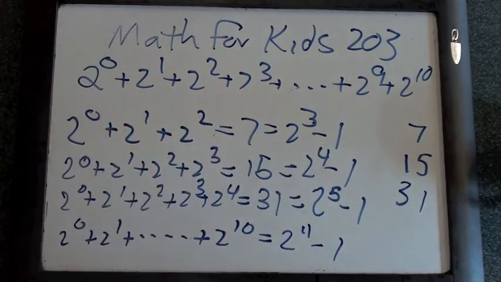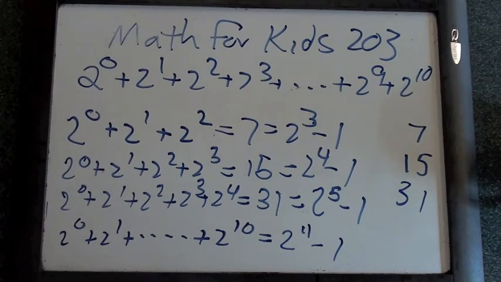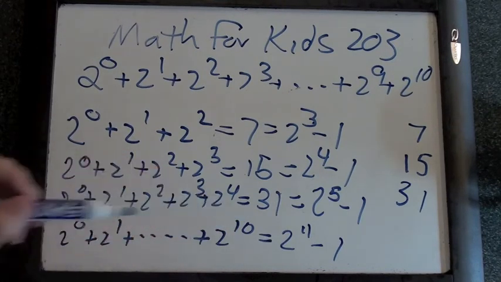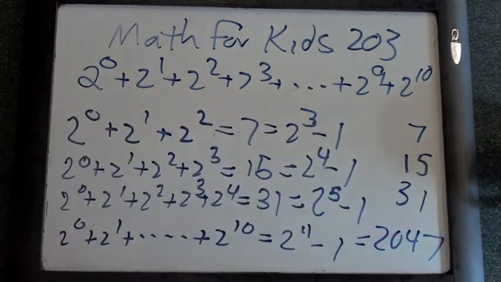Now, do you remember what 2 to the 10th is? 2 to the 10th is 1024. Okay, so 2 to the 11th is 2048. Okay, so we think that 2 to the 0 plus 2 to the 1 plus 2 all the way up to plus 2 to the 10th is going to be 2047. That's pretty neat, right? Yeah.